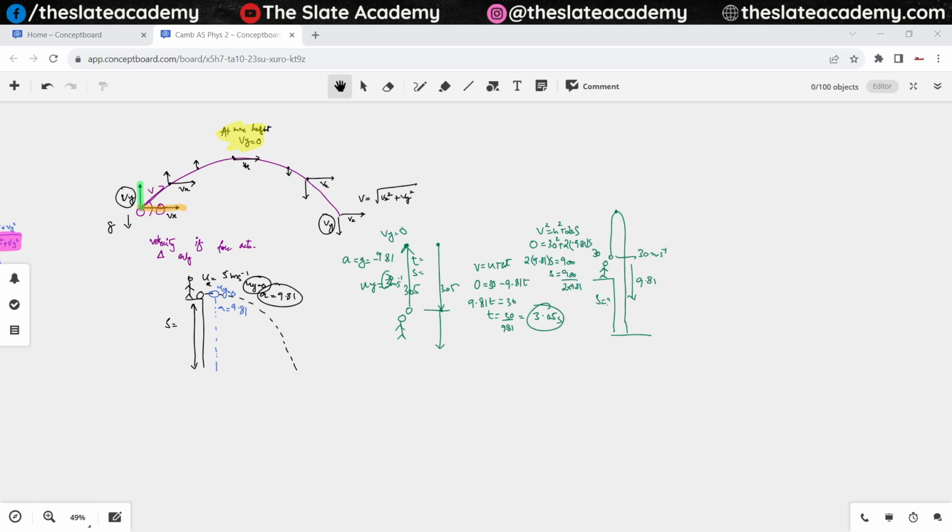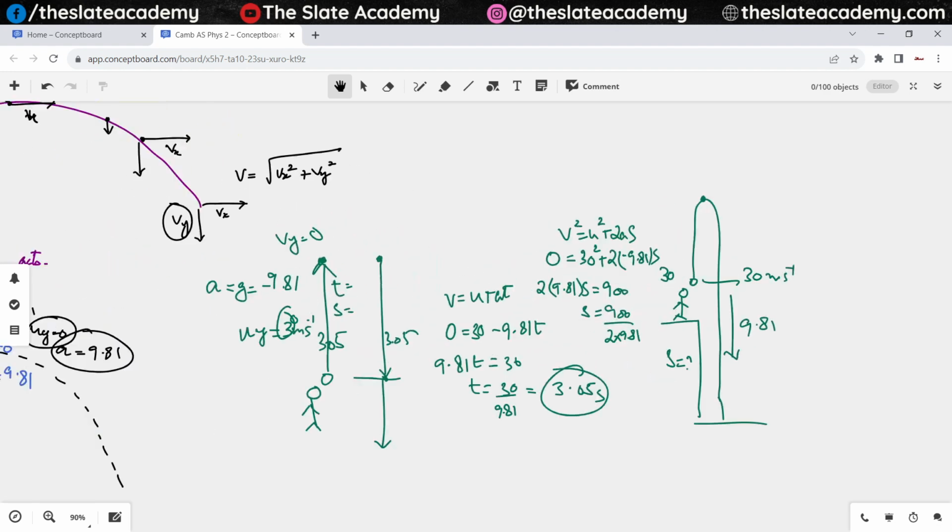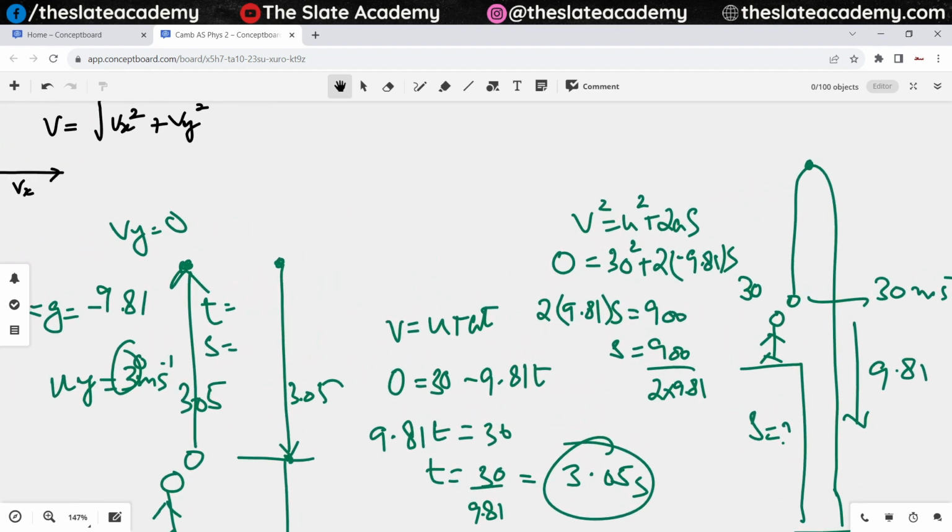Any confusion in this calculation? No. Okay, it would become 900 divided by 2 times 9.81. So it would reach a height of... just a second.